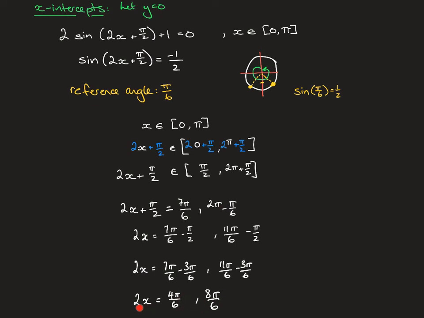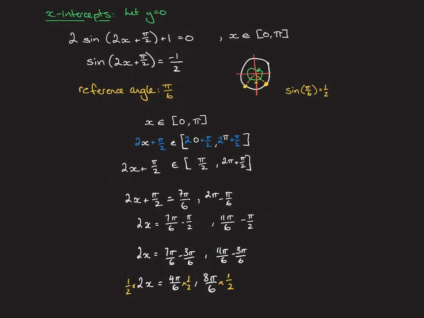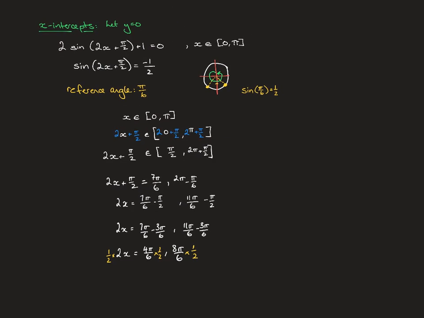So now I'm going to divide both sides by 2 to get rid of the 2 that's multiplying the x. In fact, working with fractions on the other side, it's probably easier instead of dividing by 2 if I times everything by a half. And then we'll simplify our answers. And we'll get 4π/12, which when you divide the top and bottom by 4 gives you π/3, and 8π/12, which when you divide the top and bottom by 4 gives you 2π/3. So these are our x-intercepts.